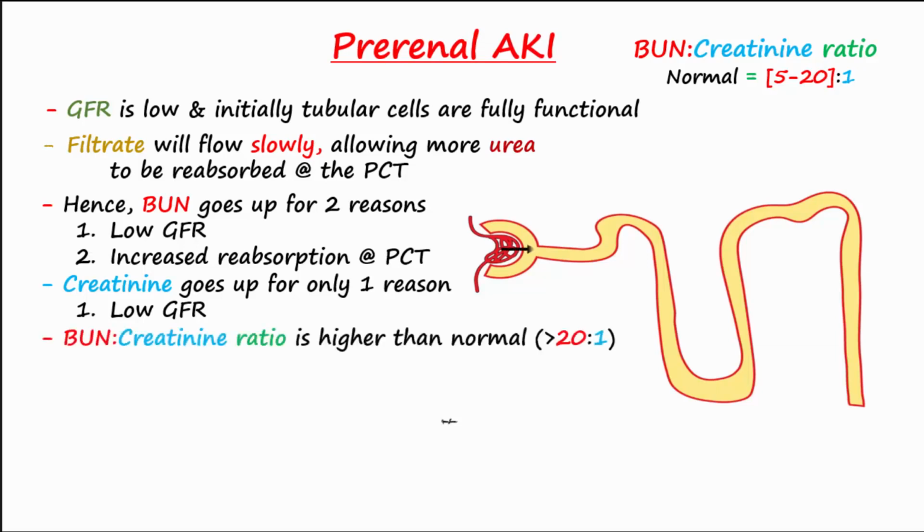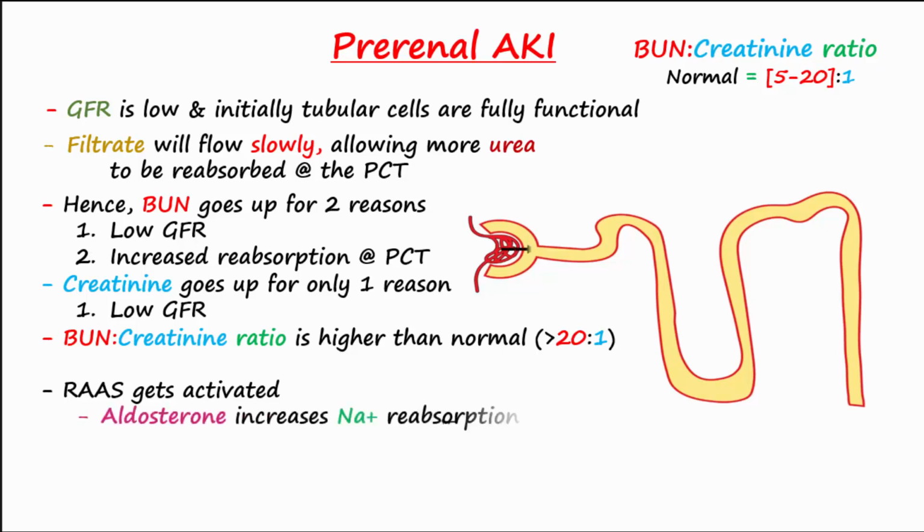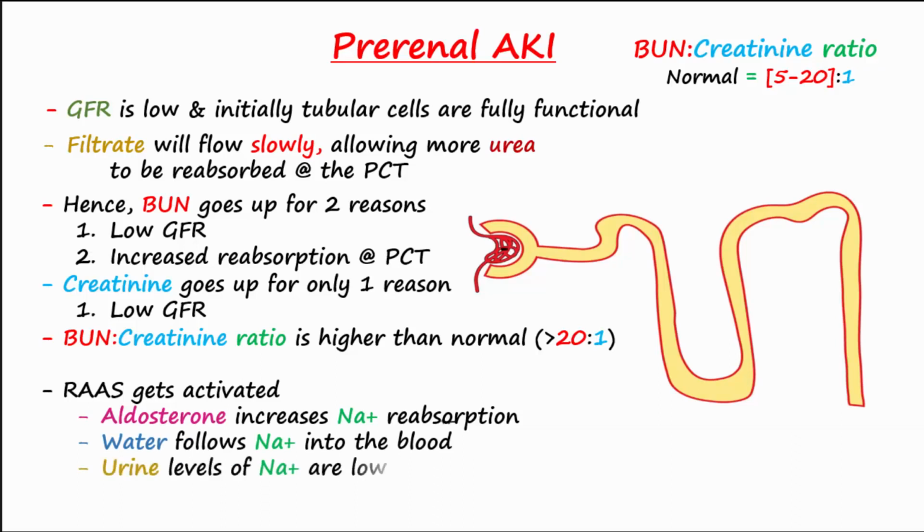The renin-angiotensin-aldosterone system, or RAS, gets activated by the kidney as a negative feedback response to attempt to increase blood volume and get more blood to the kidney. Remember that aldosterone will increase sodium reabsorption into the blood, so urine levels of sodium will be low in prerenal AKI. Water will always follow the sodium and will also be reabsorbed, so not much water will be in the urine, and this will make the urine quite concentrated and cause the urine osmolarity to be high.